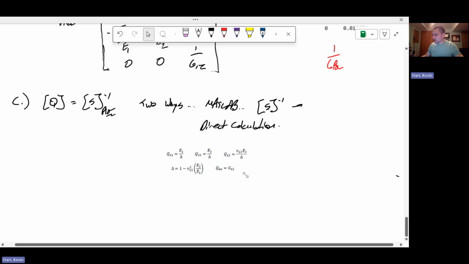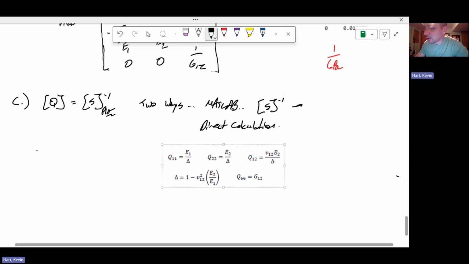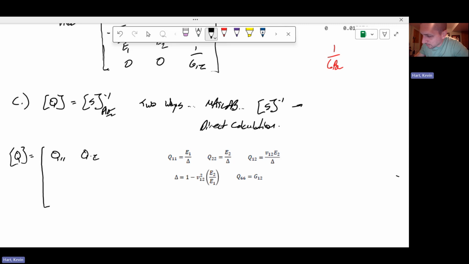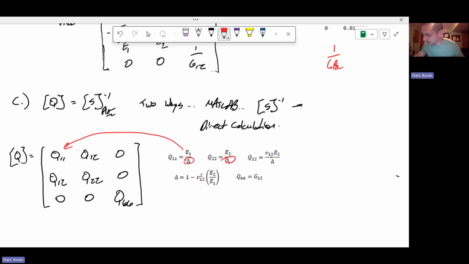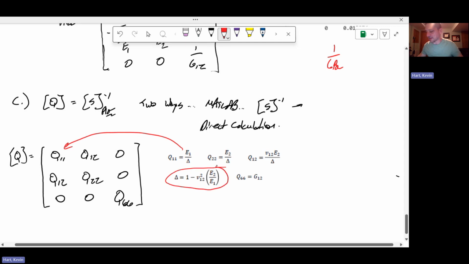The direct calculation would be the following, where if you're trying to populate the Q matrix, it's Q11, Q12, 0, Q12, Q22, 0, 0, 0, Q66. This is what it looks like. And if you want to calculate them directly, this is how you would calculate it. Q11 is calculated as E1 over delta, where this is delta. So delta is known. You see delta in the denominator of all these terms here. This is the value of delta, 1 minus nu12 squared times E2 over E1.